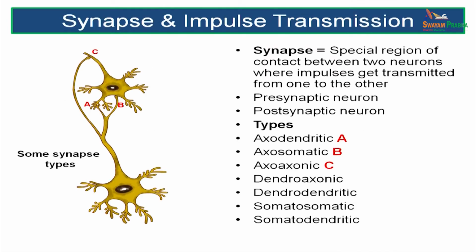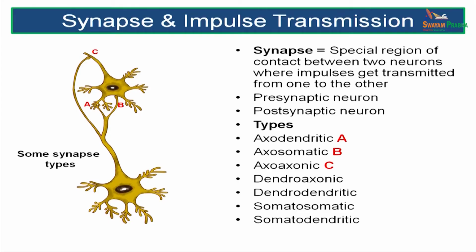Now let's study the structure of a synapse. What is a synapse? So you have one neuron meeting another neuron. That meeting place or that junction is called a synapse. Synapses could be classified depending on whether the axon synapses, or the dendrites synapse, or the cell body synapses with an axon or a dendrite.